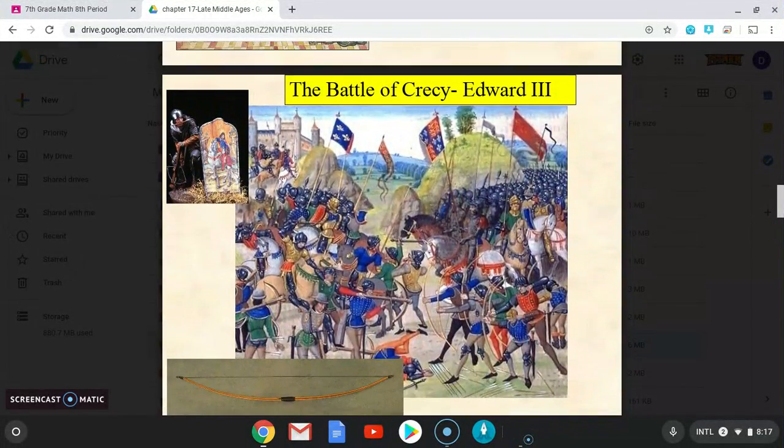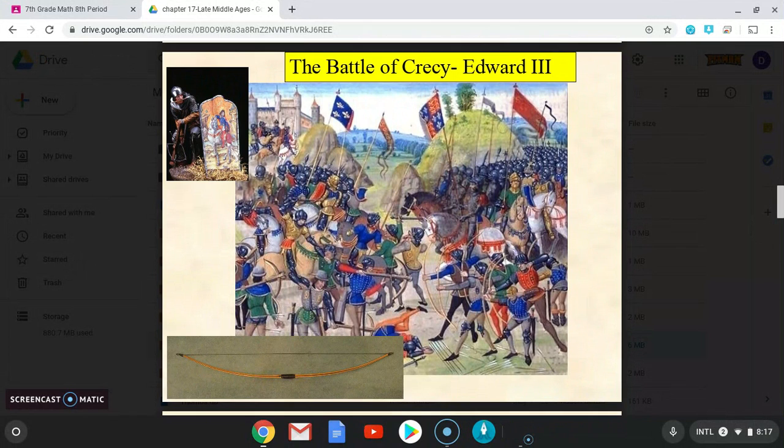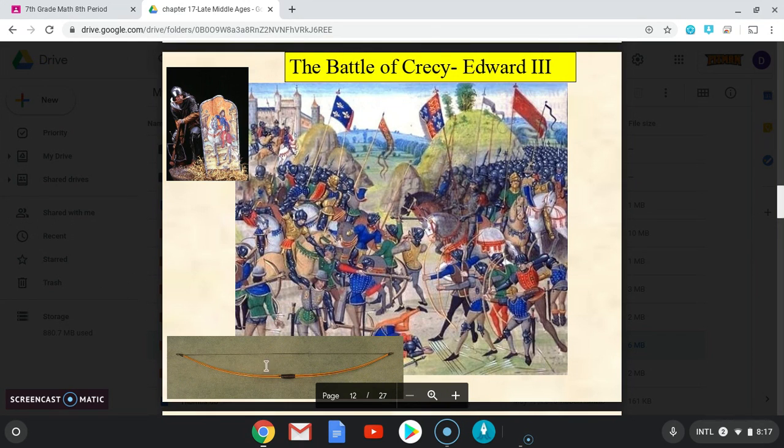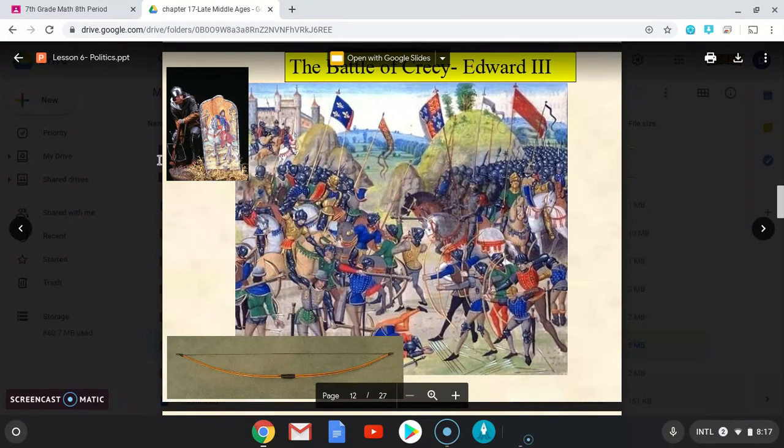So the English have some success early on in the war. That's why they're able to get control of so much French territory, including Paris. The English famously, their troops, the most important troops at this point on the battlefield become the bowmen over the knights, their swords and shields. And the English used the longbow, which is more of this generic looking bow right here. And the French use this crossbow.